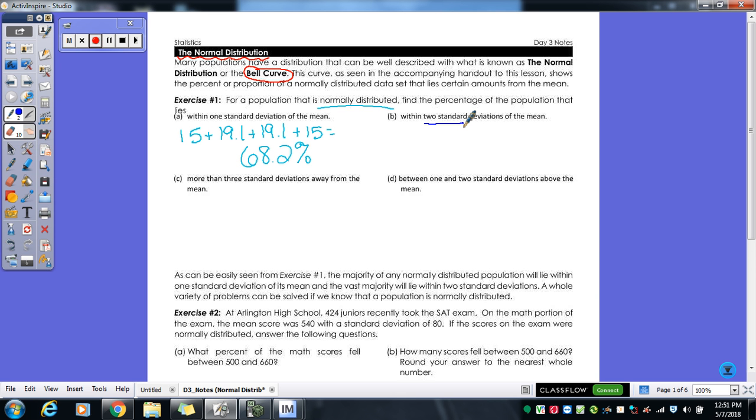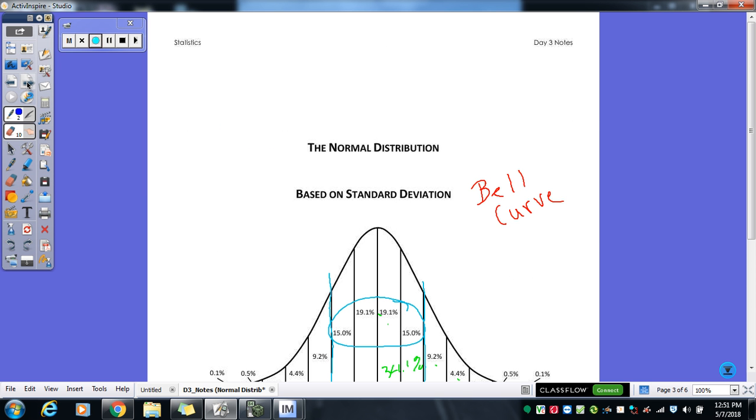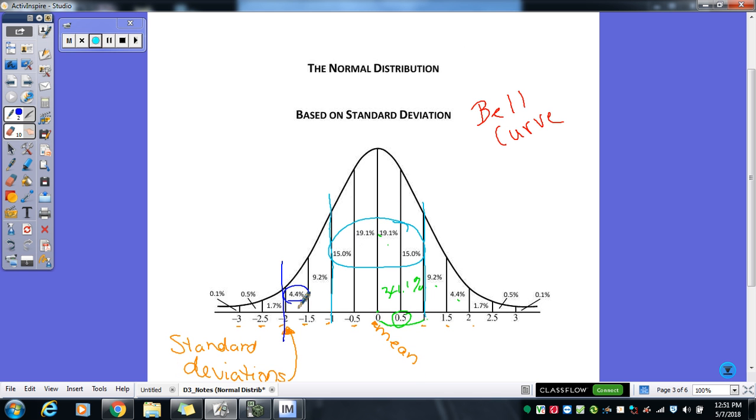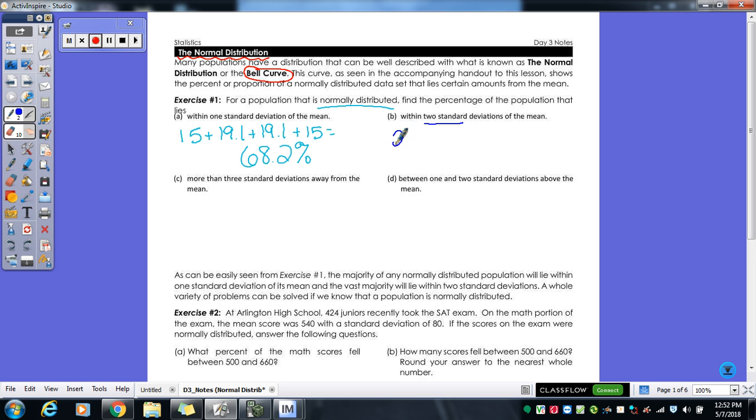So next one, they want us to find within 2 standard deviations of the mean. So -2 up to +2. We got to add up all those percentages. So let's see here. We got 4.4, 9.2, 15, 19.1, and then it starts repeating. So I will do 2 times 4.4 plus 9.2 plus 15 plus 19.1. Let's figure out what that is. 95.4%. So is it very likely you're going to have anything beyond 2 standard deviations? No, it's not very likely that that's going to end up happening.